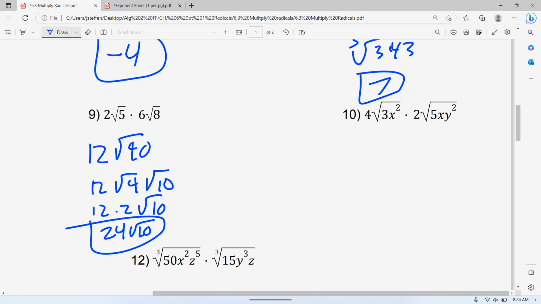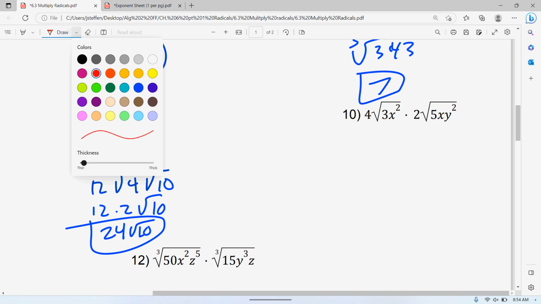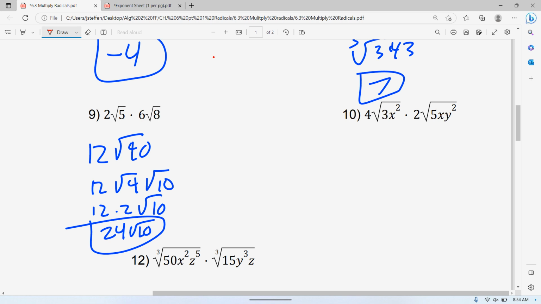Don't make this harder than it is. 4 times 2 is 8. And again, I'm not saying that this is easy by any means. It's just not much harder than the other ones. 4 times 2 is 8. Then we have the square root. 3 times 5 is 15. x squared times x is x to the third. Then we have y squared. Can we reduce that down at all? Not the 15, but the exponents.